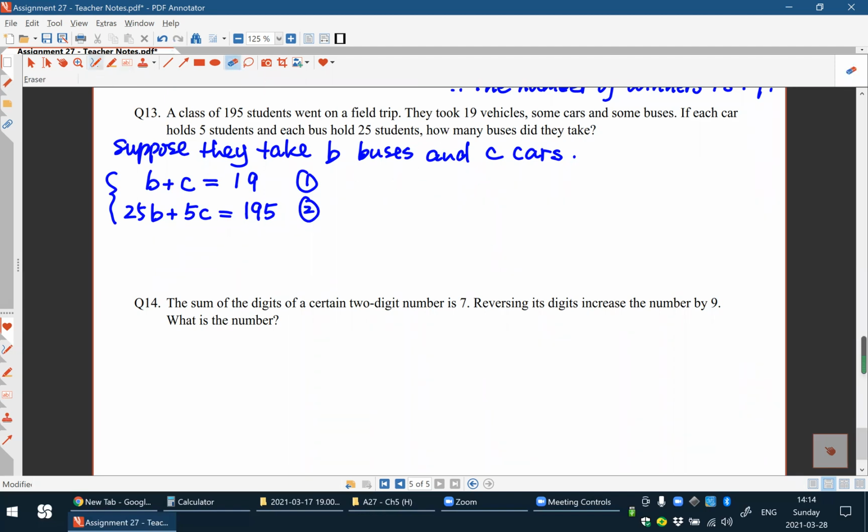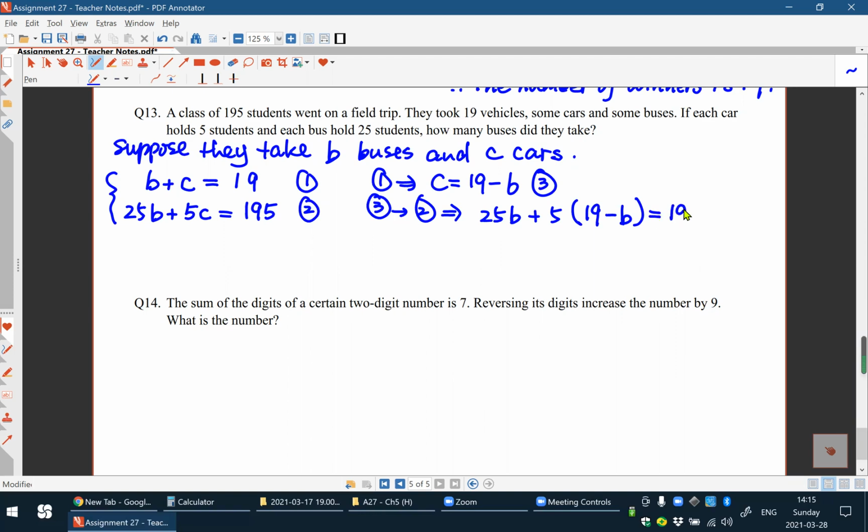Okay, I'll write one more step here. From 1, we can get C is 19 minus B, right? So let's call this 3. And we can put 3 into 2 to get 25B plus 5C, which is 5 times (19 minus B), equals 195, right? Okay, again, one more step. 25B minus 5B equals 195 minus 95, right? So that means 20B equals 100. Okay, so that means B is 5, right?